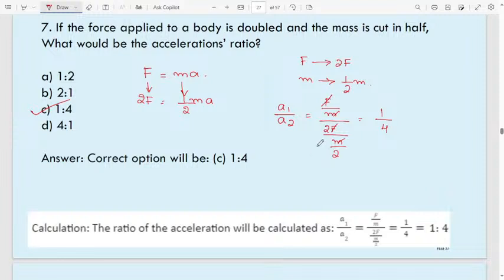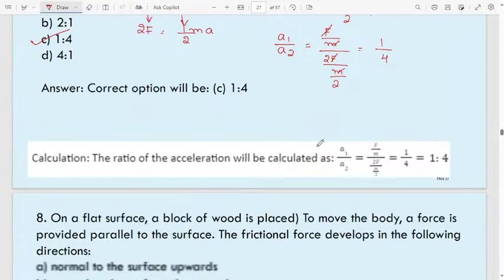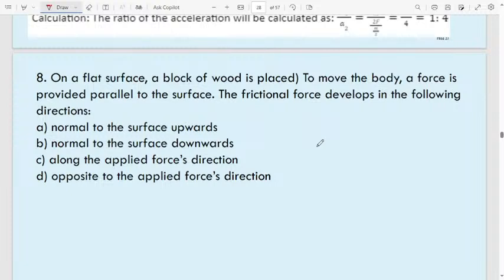Simple simplification here, the force is doubled, then mass is cut into half. That is the important one they are asking here. And let us move to the next question. Very important questions.